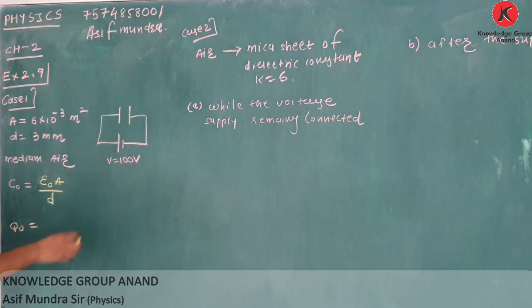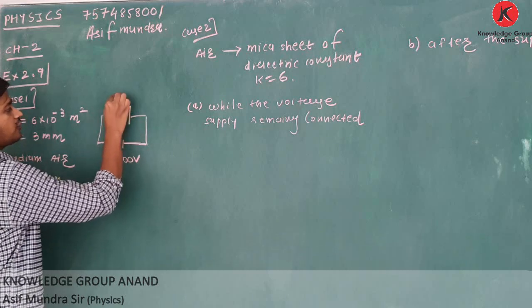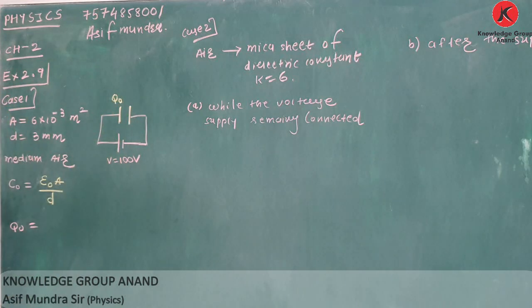Second is, what is charge stored on this capacitor? Let it be Q0. Then how to find this Q0? Q0 is equal to C0 into V. So it is an easy question. Now what is the change in case 2?